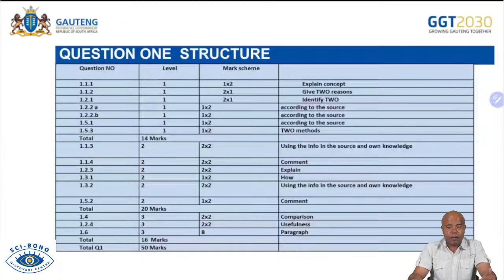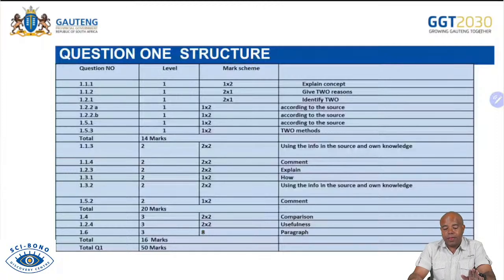When we look at question 1, it informs us that 1.1.1 up until 1.5.3, those are level 1 questions. So as we can see, 1.1.1, 1.1.2, that is found in source 1A. 1.2.1, 1.2.2, 1.2.2b, that is found in source B. 1.5.3, that is found basically in the last source. Then we can clearly see the mark allocation. The mark allocation is 1 times 2, 2 times 1.